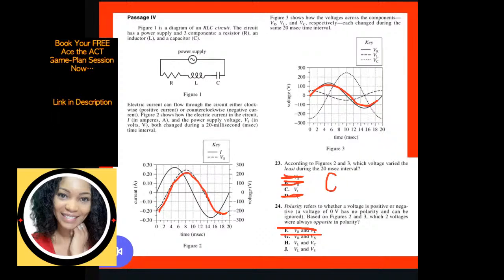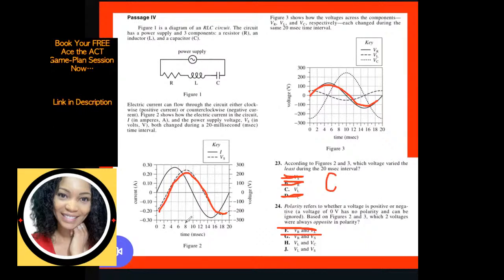And negative and no polarity are not opposites. So it was already wrong. And if I was taking the test, I would have eliminated answer choice G right then and there. But I wanted to make sure no one was confused by just the fact that one was 0 and one was negative. So I went and picked another point that I just chose.